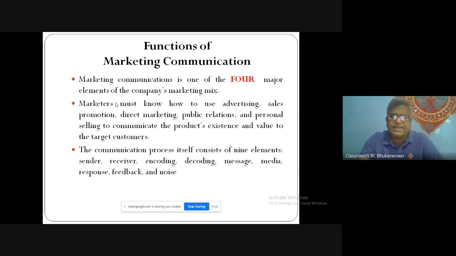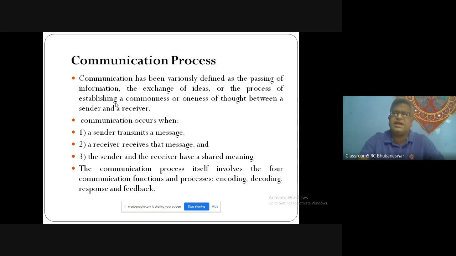But through advertising, promotional campaigns, public relations, direct relationship, and personal selling, you can communicate your product's existence to the target customers. That means your relationship with the target customer, your direct marketing, your sales promotion, and advertisement. These are the media through which you can transmit information about your product. But in this way, communication has an important aspect, as I have already covered: sender, receiver, encoding, decoding, message, media, and feedback.